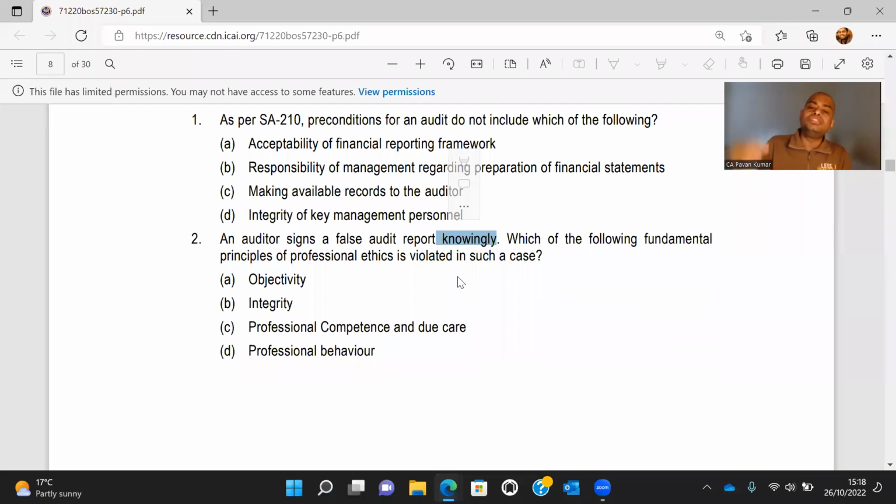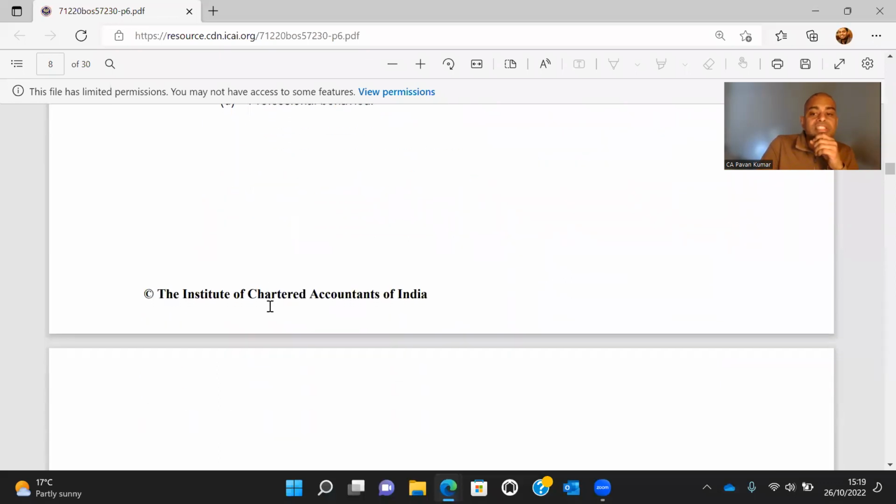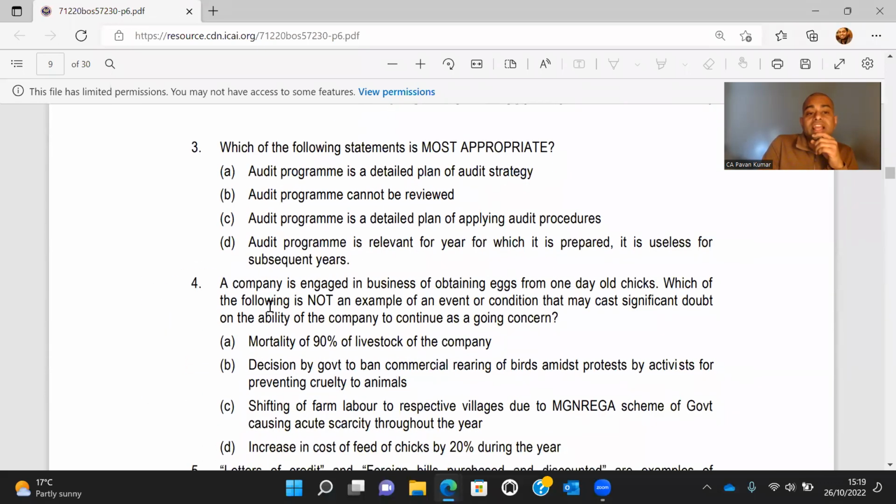This is not the situation. The situation is you signed a false audit report knowingly. So it is not the ability, it is not the issue with your competence, your care, or your skill. This is the issue with your honesty level. You are not a person of integrity. You are not honest. It is not unprofessional behavior. It is a straight question of honesty of a person. So integrity is the correct answer. Second one is integrity. Nazia, can you read the third question?